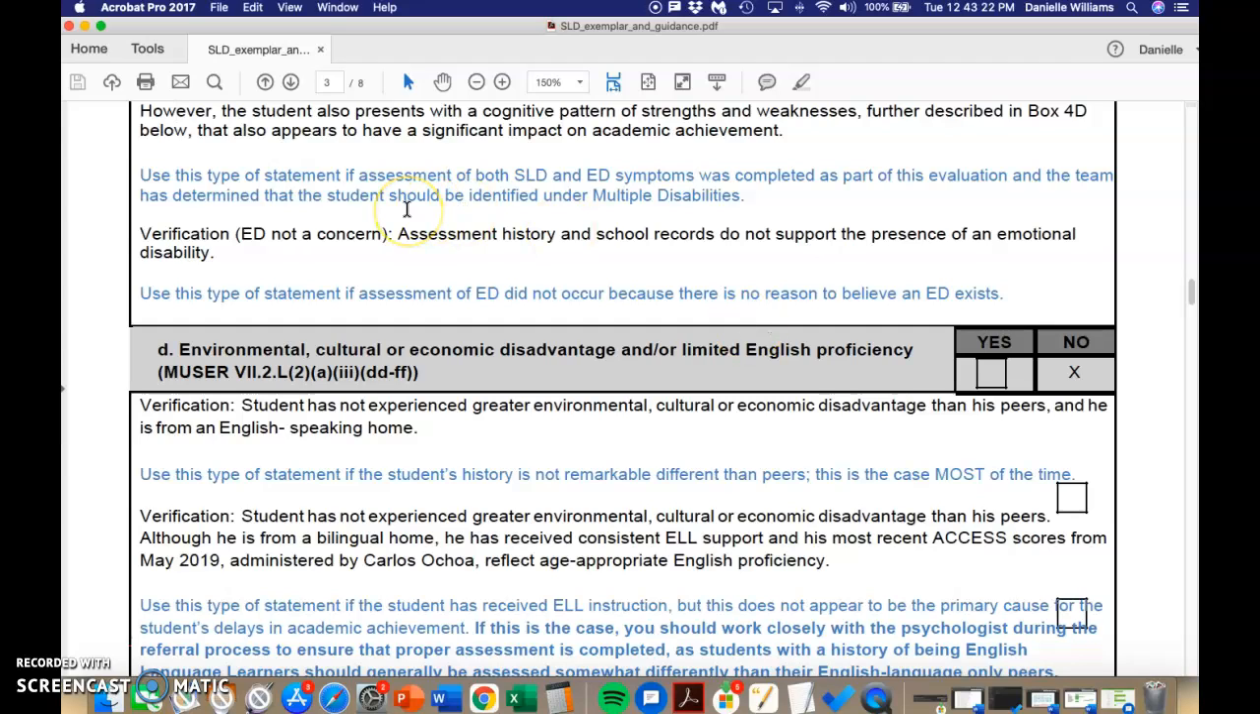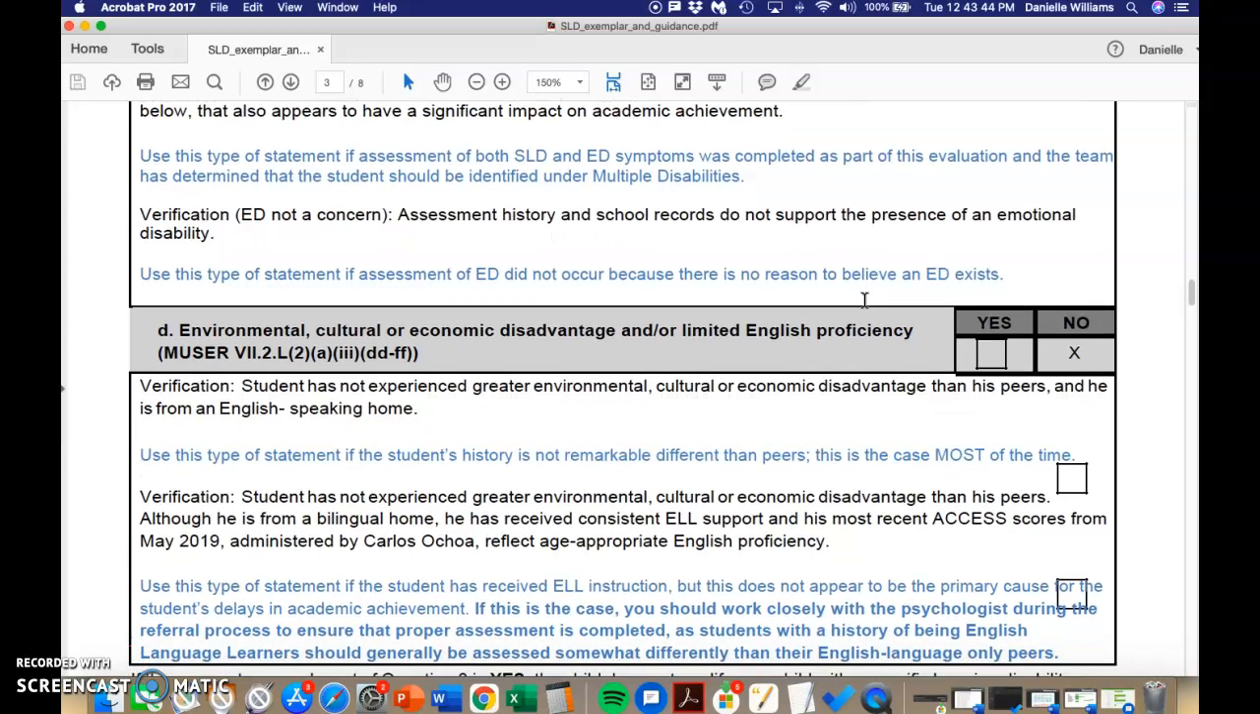In the frequent situation in which ED was never a concern for the student, so we don't have rating scale scores, we don't have anything that would ever suggest an ED, then you can simply say something like assessment history and school records don't support the presence of that. So that's a lot of our kids who really sincerely only have academic stuff going on, but they're otherwise meeting expectations at school, seem to be emotionally and socially well adjusted.